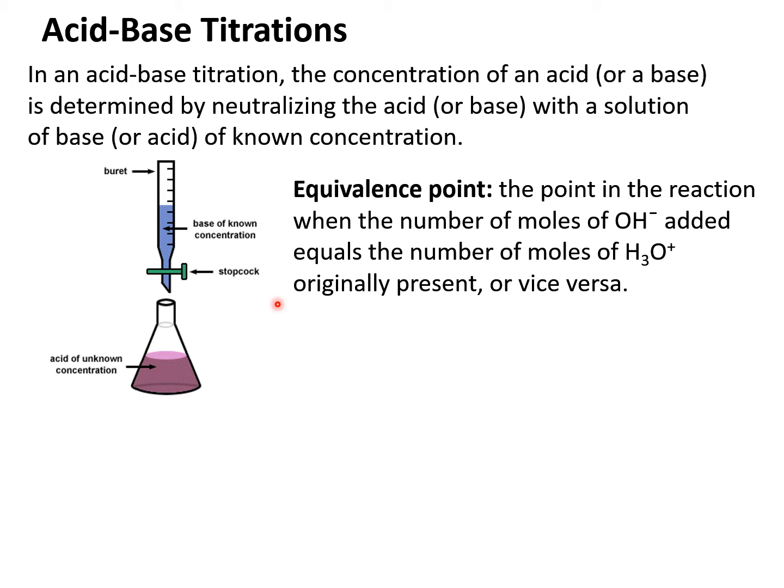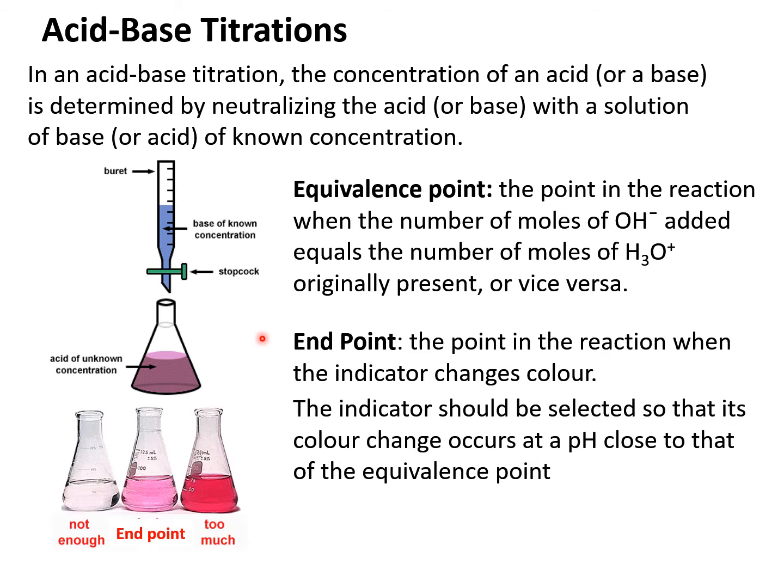However, the problem is that it is not experimentally possible to determine the equivalence point. And so what we do is we determine the endpoint of the titration. And this is the point in the reaction when we observe a visible color change. And we do this using an indicator.